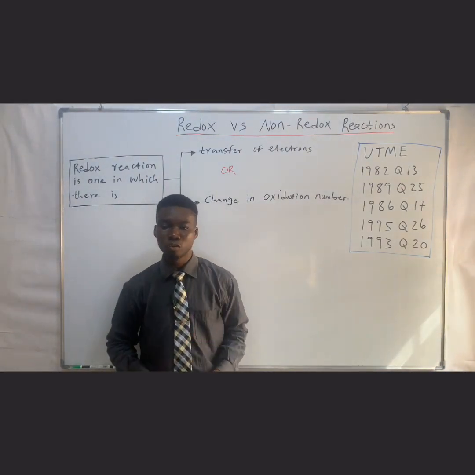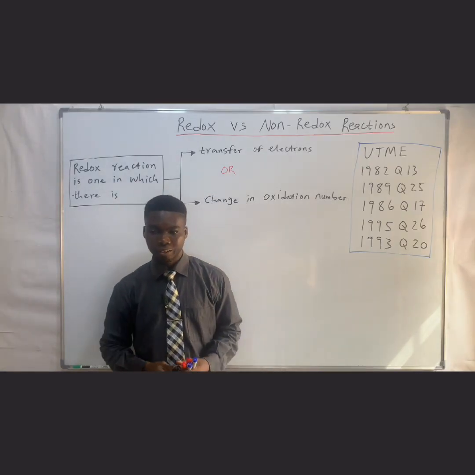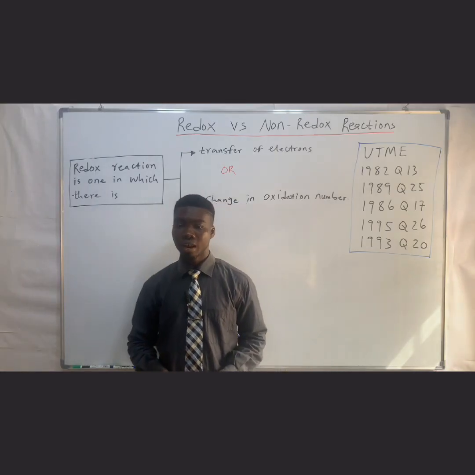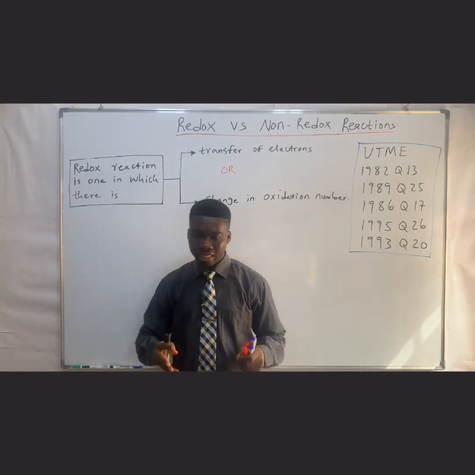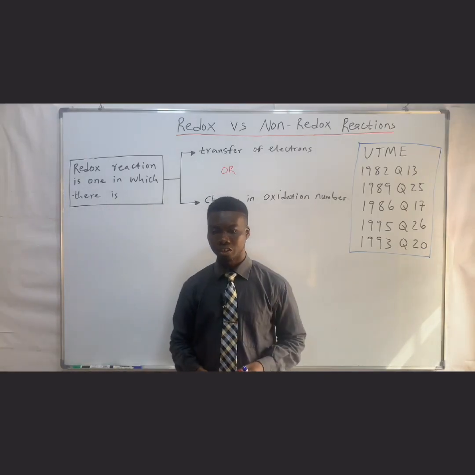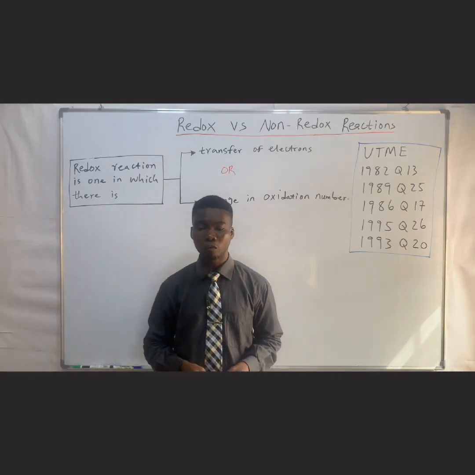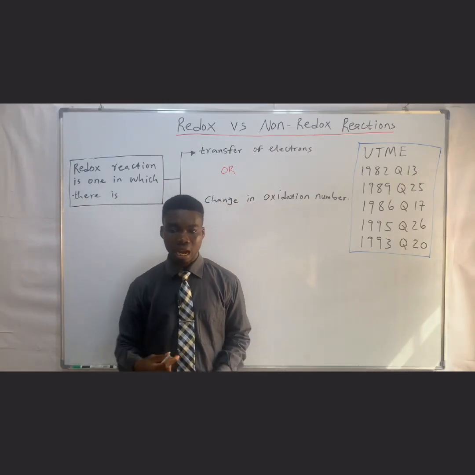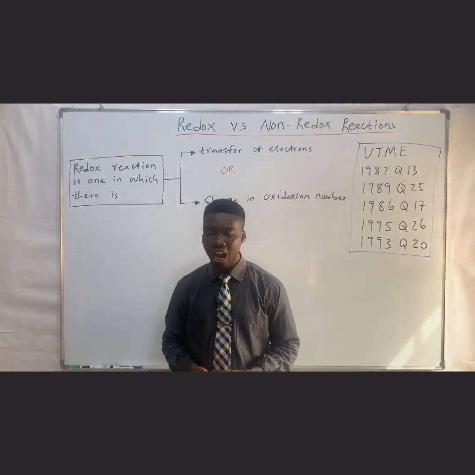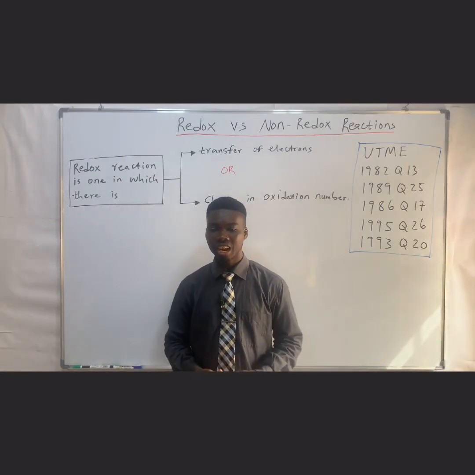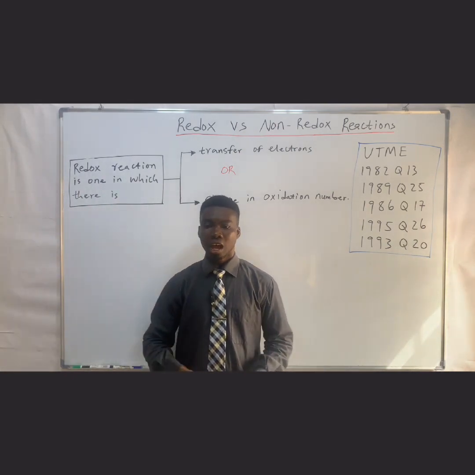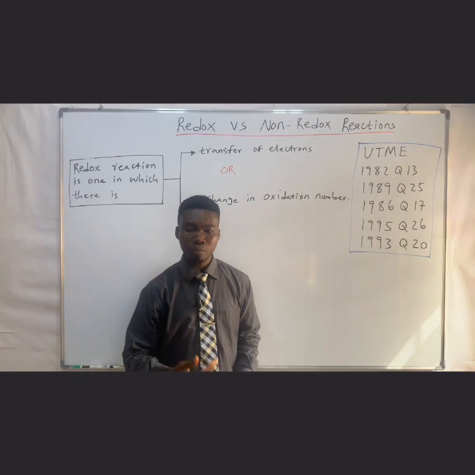Today we are going to be looking at redox versus non-redox reactions. What are redox reactions and what are non-redox reactions? Now, you must know that on the basis of transfer of electrons, there are two types of chemical reactions: the redox reaction and the non-redox reaction. Now, what is a redox reaction? A redox reaction is one in which there is transfer of electrons or change in oxidation number.